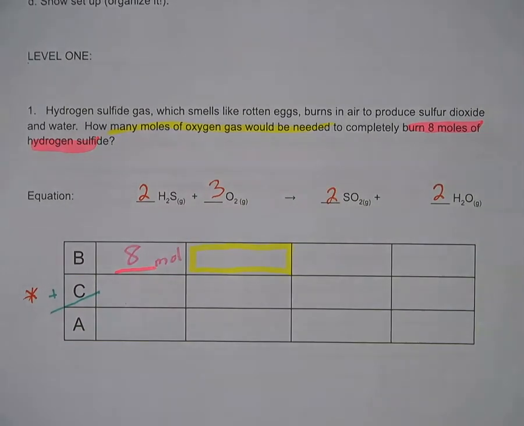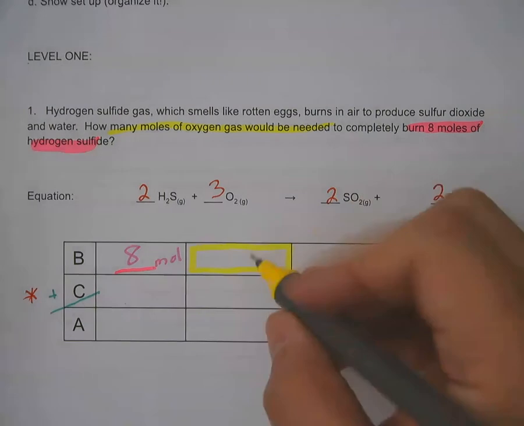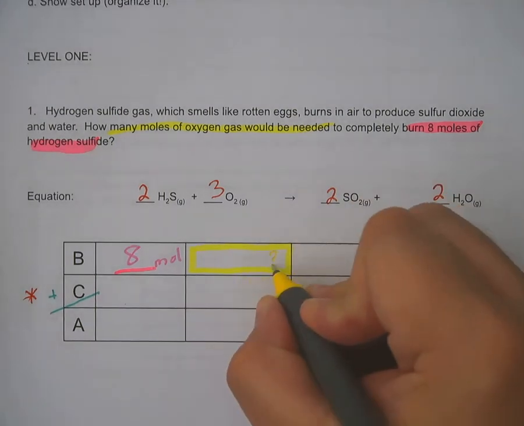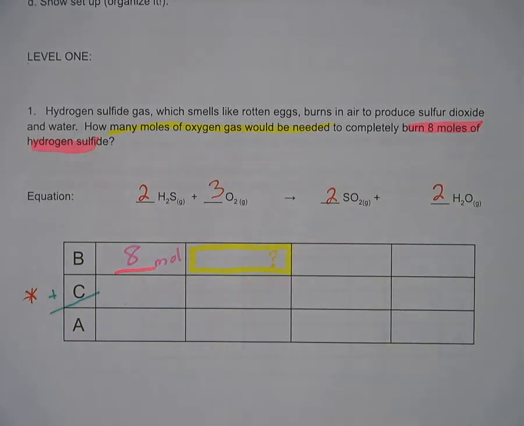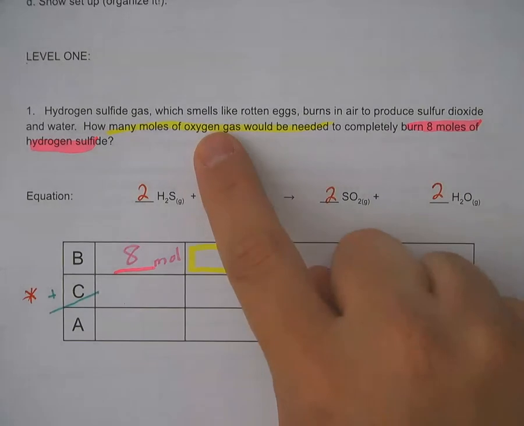And after a while, I'll stop writing the units down because we'll always know that they're asking for moles, the whole BCA table. So I'll put a little question mark there. That's what we're solving for. Okay. Now, in this situation here, how do we figure out how much oxygen is needed?